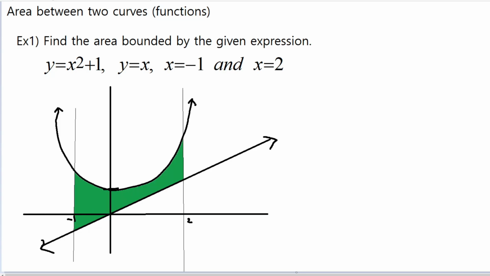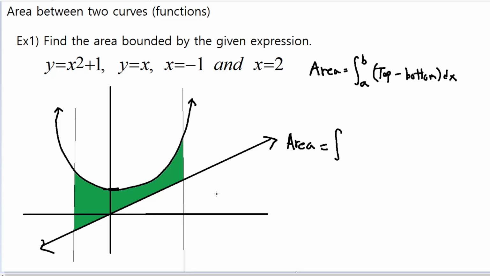So if this is the region that we want to calculate, x squared plus 1 will become the top function, and y equals x will become your bottom function. So the area will equal, from negative 1 to positive 2, our top function being x squared plus 1 minus our bottom function being y equals x.